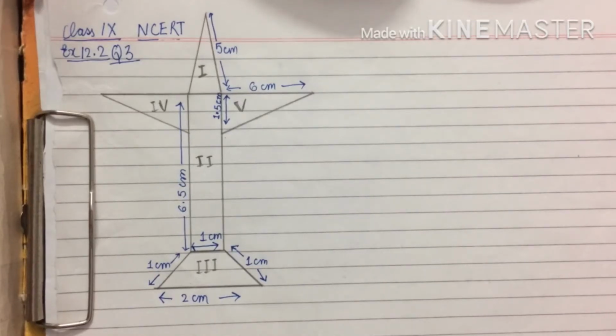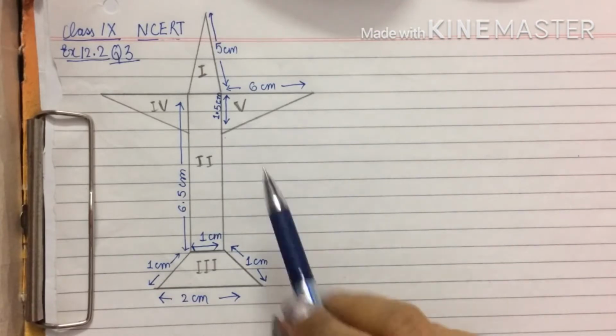Welcome back class 9th. Today we'll do question number 3 from exercise 12.2 of your NCERT textbook. Question number 3 has a figure like this, and it says that Radha made a picture of an aeroplane with colored paper as shown in this figure.